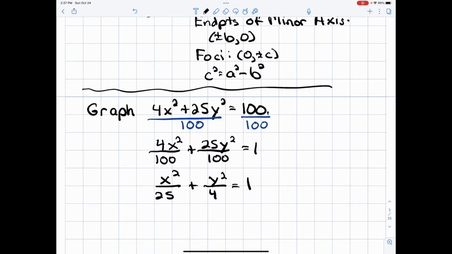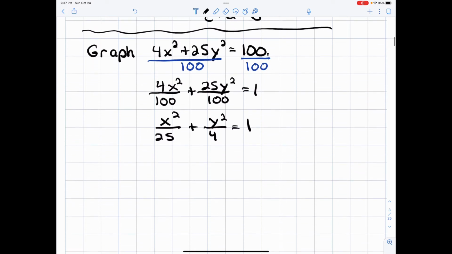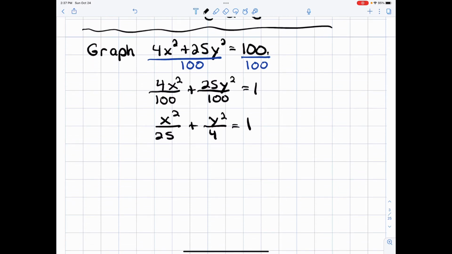So we indeed have an ellipse. We're able to get that equation into that standard ellipse form. On this ellipse, the 25 is bigger than the 4, so the major axis must be along the x-axis. And right now we're going to be centered at 0, 0. We'll talk later about how it looks when it's centered elsewhere.